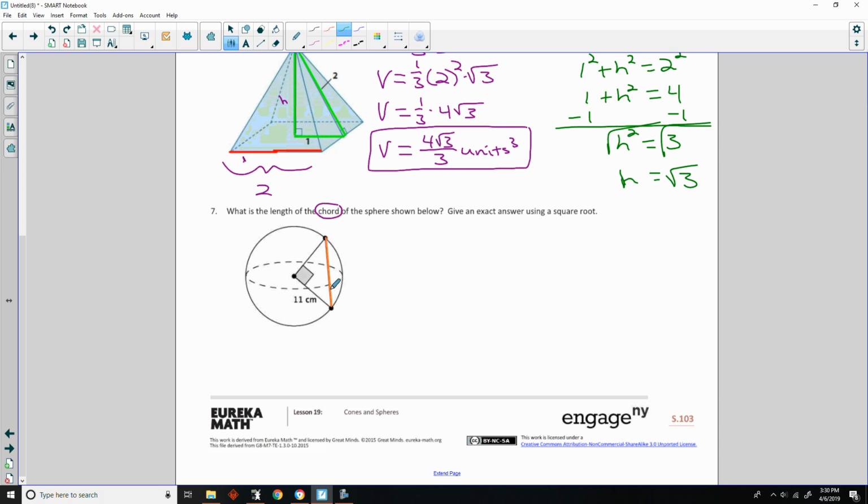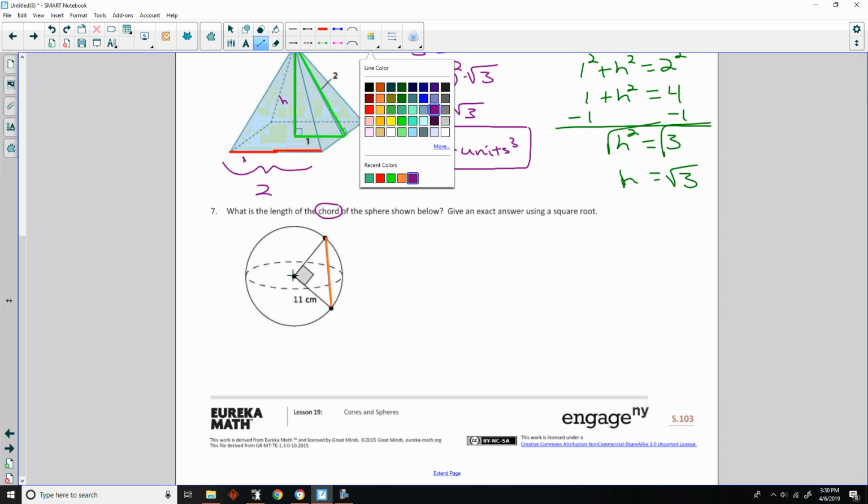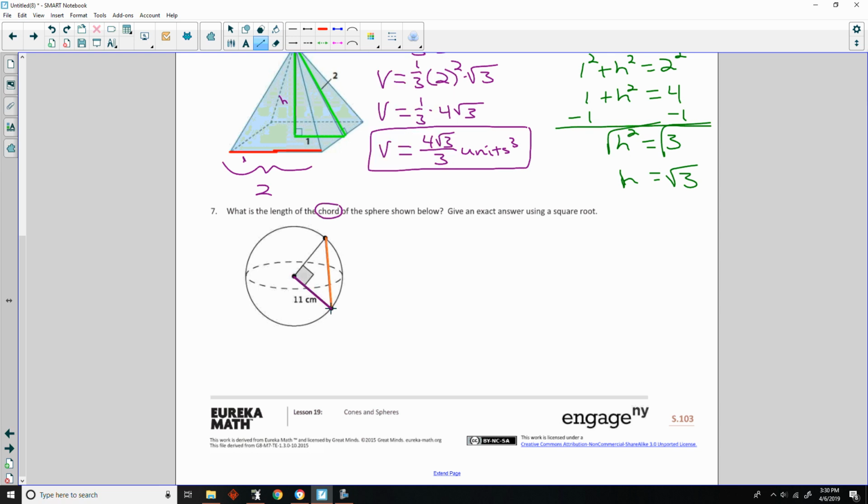So when it says what's the length of the chord, they're asking for this orange line right here. This is a right triangle. There are a couple of tricks here that you need to know some facts. The distance from the center of the sphere to the edge is a radius. What do we know about radii? They're all equal. The distance from the center to the edge of the sphere anywhere is the same. So the height of this right triangle is also 11 centimeters.